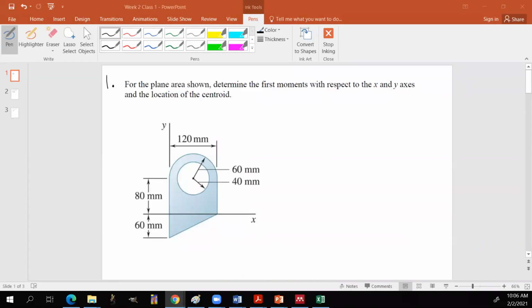So now for this area that's shown, we're asked to find the first moments. Now the first moments are also referred to as those integrals, so this integral here, right? So that is basically what the first moment is. And we also want to find the location of the centroid.